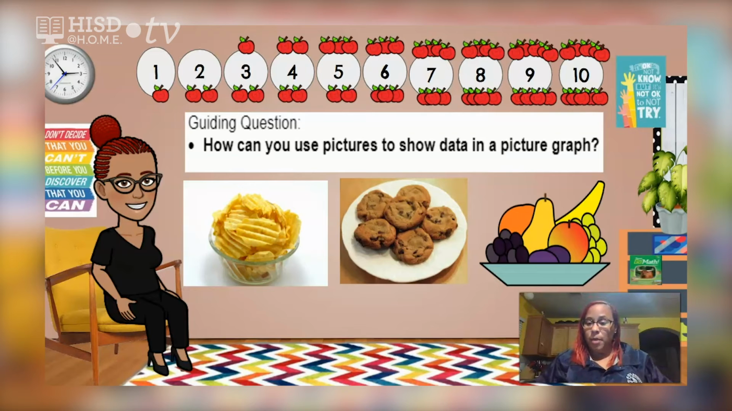So first I came up with the topic. Our topic was, what is your favorite snack? Then the students came up with some choices: potato chips, cookies, or fruit. Next, I had to collect the information. So I had to see how many students chose potato chips, how many students chose cookies, and how many students chose fruit.